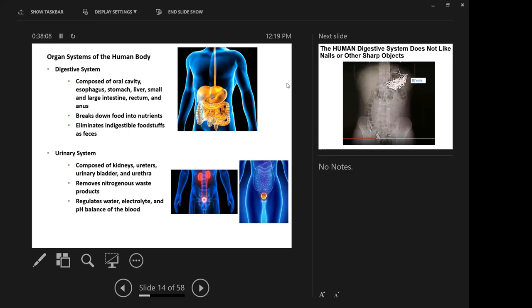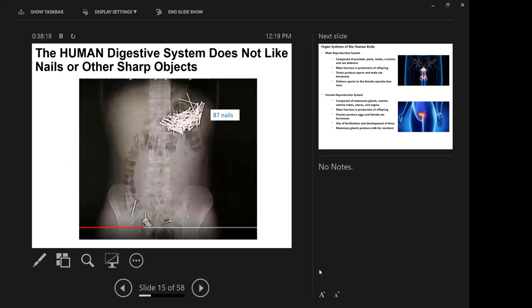Sorry. Okay, this next slide shows you what can happen when you abuse the digestive system. It also shows you the benefit of X-ray. Now, for some reason, some individual decided to swallow 87 nails. What you see here is those 87 nails forming a perfect outline of the shape of the stomach. The stomach has sort of a J shape, and there it is. Now, these are big nails too.